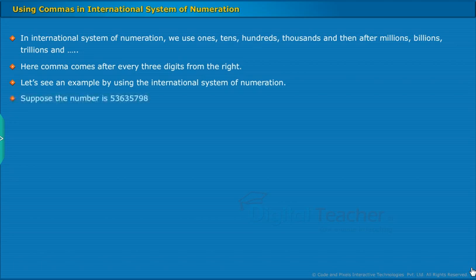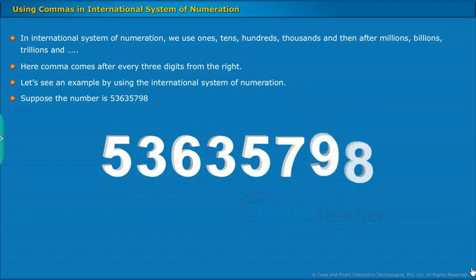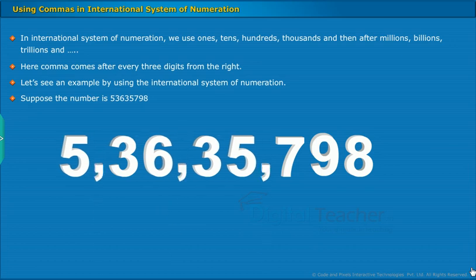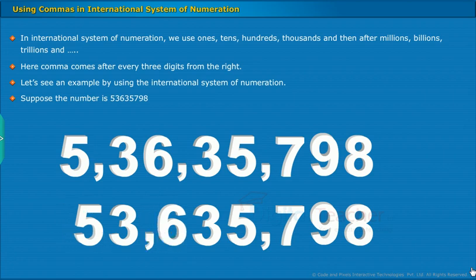Suppose the number is 53635798. In Indian system of numeration, it can be read as 5,36,35,798. In international system of numeration, it can be read as 53,635,798.